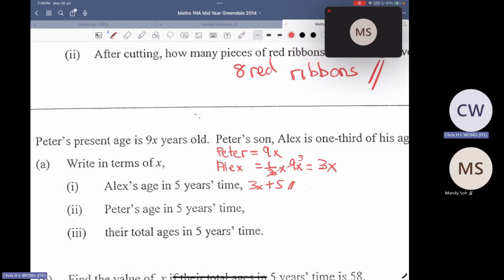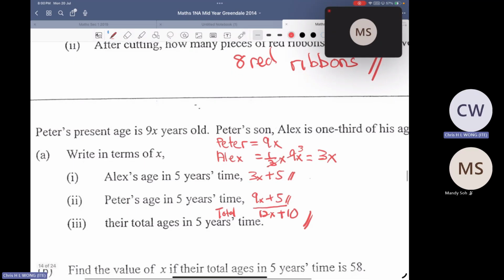How old is Peter's age in 5 years' time? Peter. 9x plus 5. Very good. 9x plus 5. Total age? Plus both together, right? You plus both together, total. Give you 12x plus 10. Answer. That's A, yeah? Okay.